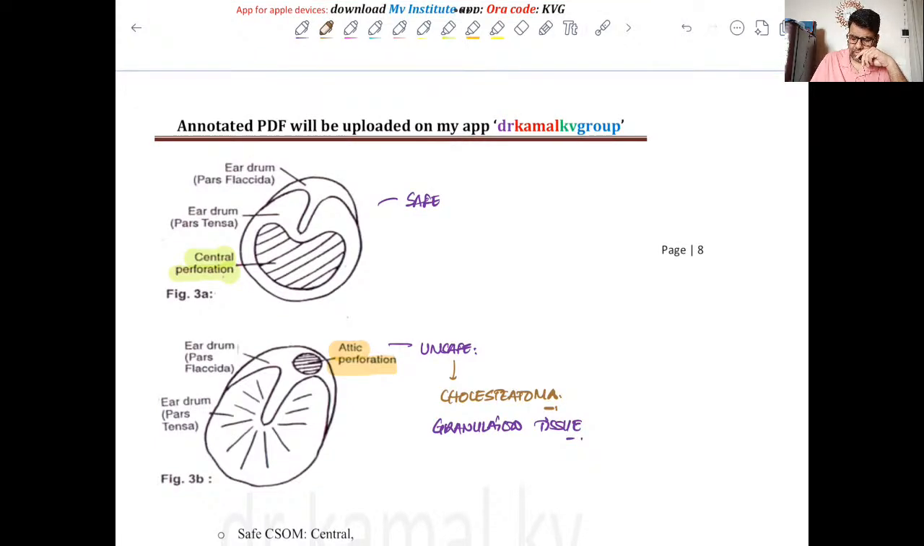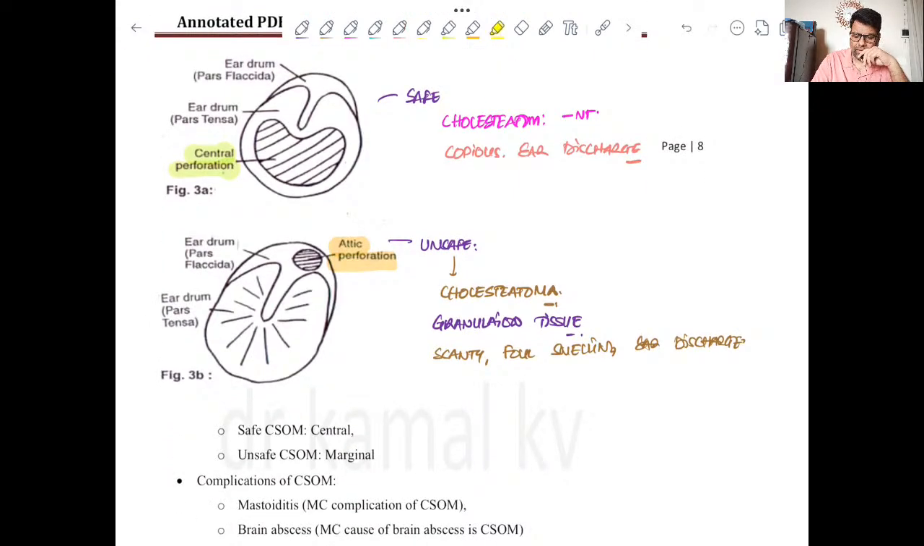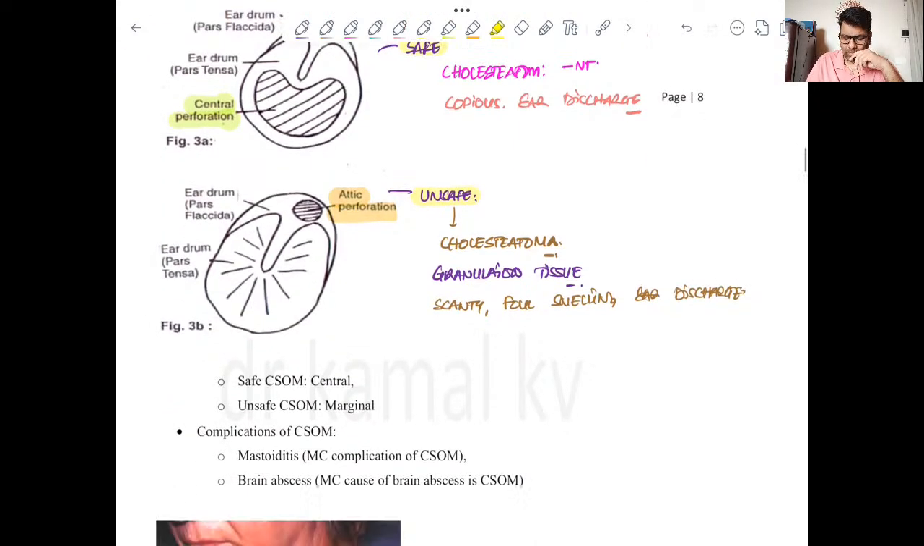And the type of discharge is scanty, foul smelling ear discharge. Clear? In safe, there are no complications like this. So cholesteatoma is absent and the discharge is copious. Clear? So this is like safe and unsafe. Obviously, out of the two, unsafe is very problematic.